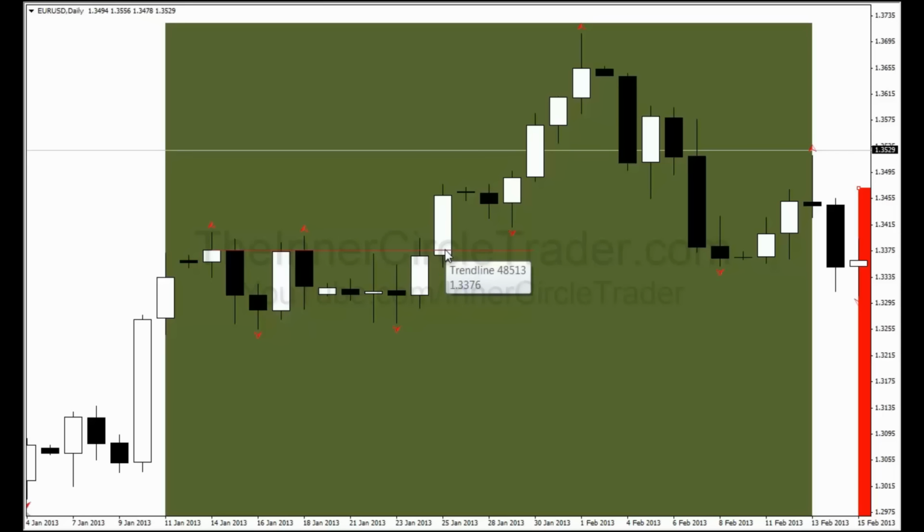But we also have this dealing range support. So we broke through this. Now, just because this would be classified as a support level, an old resistance turned support, does not mean that price needs to get all the way back down there. So how do we use that information?